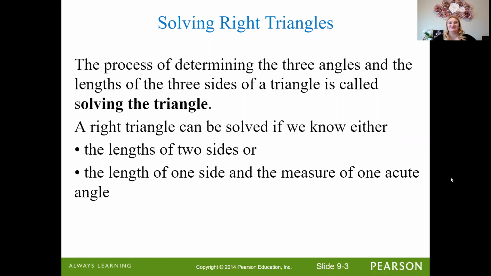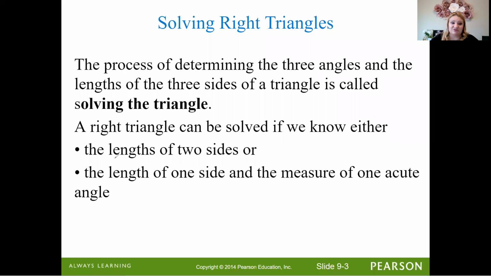Some things that you need to keep in mind when you're solving these is that the process of determining the three angles and the length of the three sides of a triangle is called solving the triangle. And a right triangle can be solved if we know either the lengths of two sides or the length of one side and the measure of one acute angle. So that's super important that you understand that.